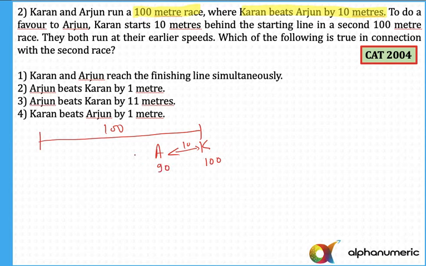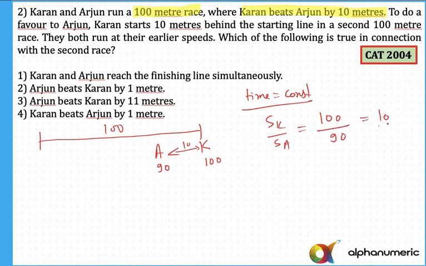Both the persons started at the same time. But the moment Karan reached the opposite end, Arjun is 10 meters behind. So I can say here time is constant. And if the time is constant, the speed of Karan to the speed of Arjun is equal to the distance traveled by Karan to the distance traveled by Arjun. The distance traveled by Karan here is 100 meters. And in the same time, Arjun has traveled 90. So I'll get the ratio 10 by 9. So by using the first fact, we can identify that the ratio of speed of Karan and Arjun is 10:9.